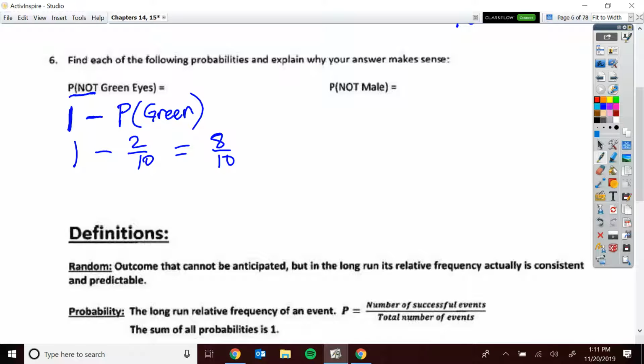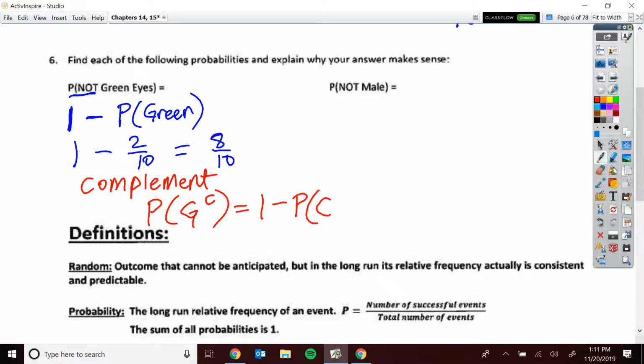This is another vocabulary time that I can talk to you about this thing called the complement. The probability of green eyes complement means the not green eyes. The complement of green eyes is not green eyes. So anytime you have a complement, that is 1 minus the probability of that event happening. So what's the probability of something not happening? Well, it's 1 minus the probability of it happening. I'll say that again. The probability of something not happening, that's the complement, is 1 minus the probability of that event happening.